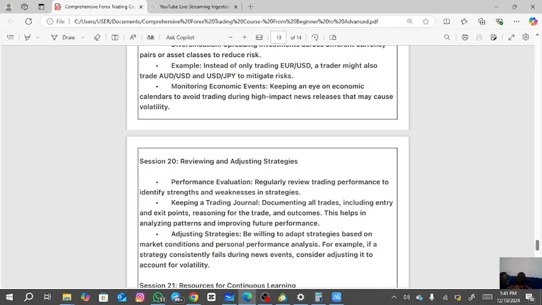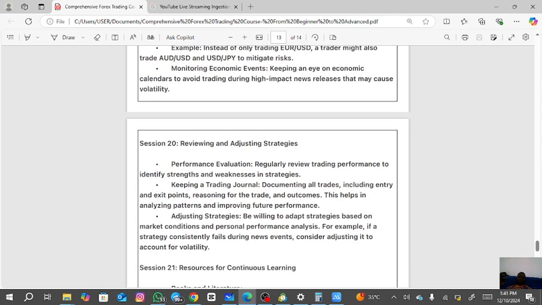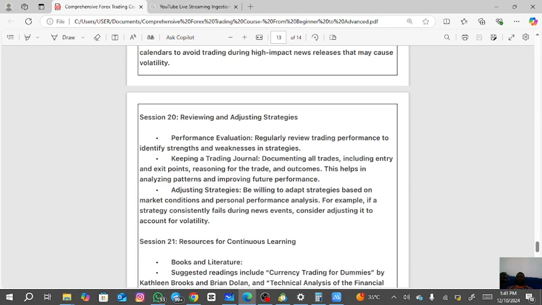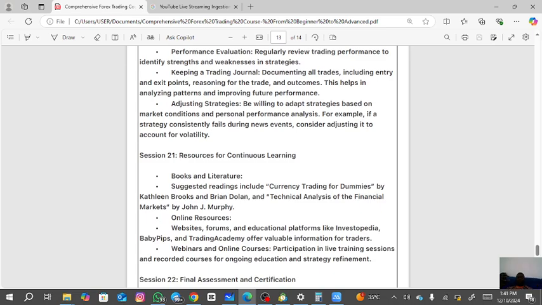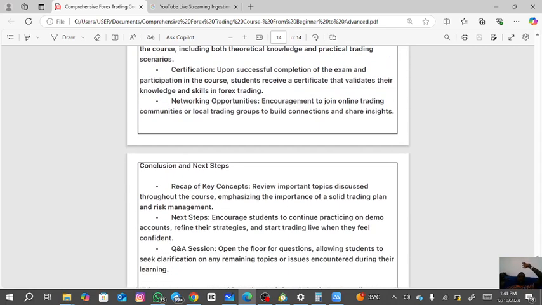Then after that, once you know the risks, how your strategy works, and the win rate of your strategy, you can now go into live markets, right? Next is reviewing and adjusting your strategy. That's why you need a journal, to document your trades so that you can review and adjust your strategy performance. All right, that will be that for that.